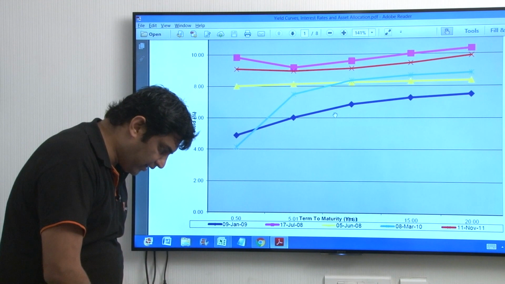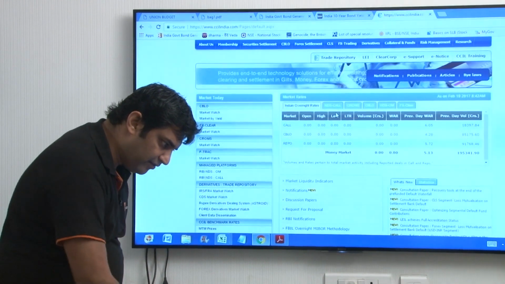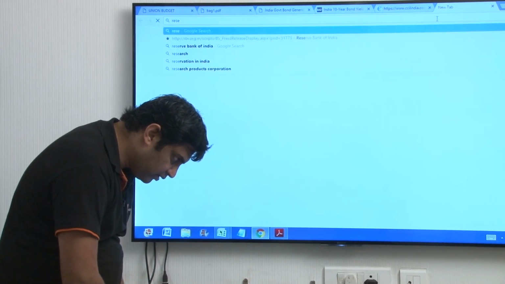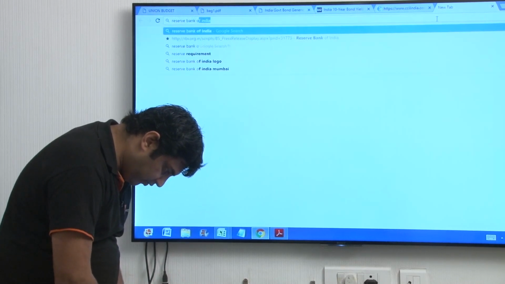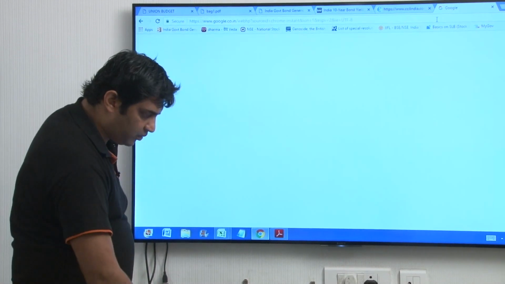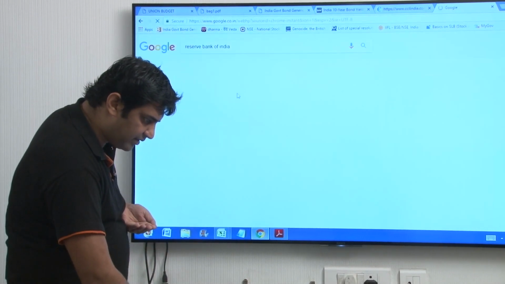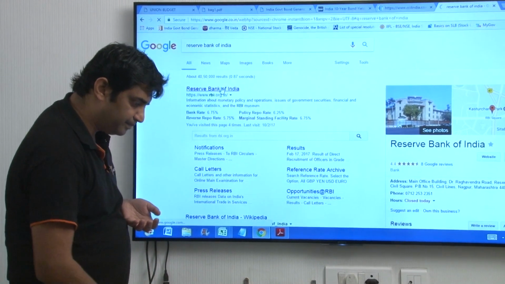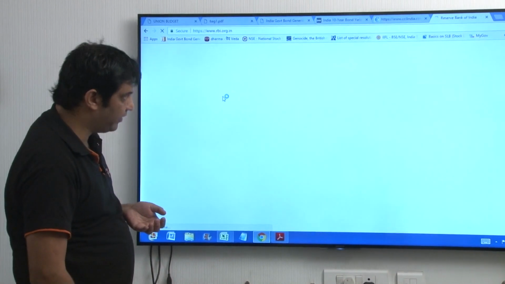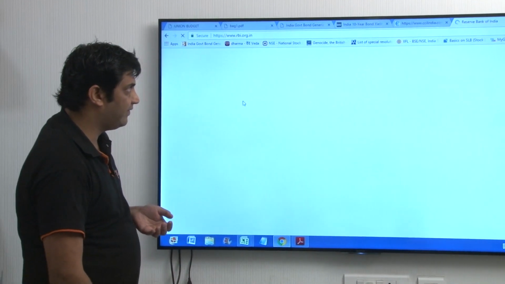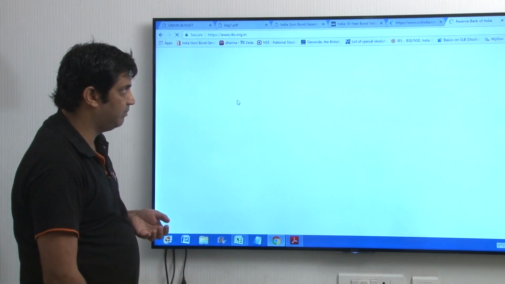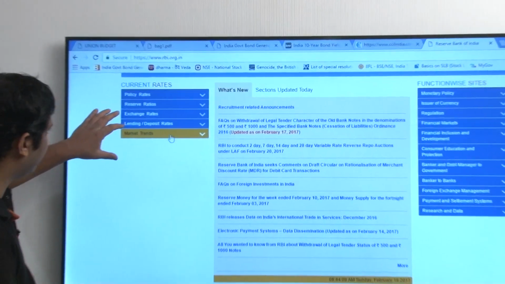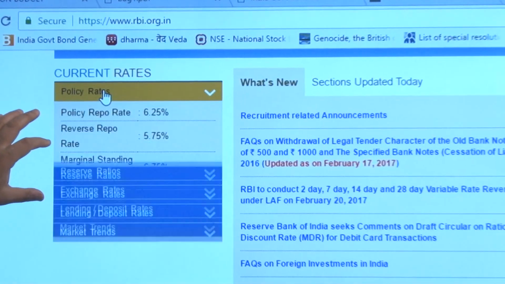Now we'll also quickly go to the RBI website and we'll see something interesting. So you go to the Reserve Bank of India website. Why is this important? Because these interest rates are going to affect the equities of companies also. If we go to the Reserve Bank of India website, on the left hand side, you have some policy rates or reserve ratios.